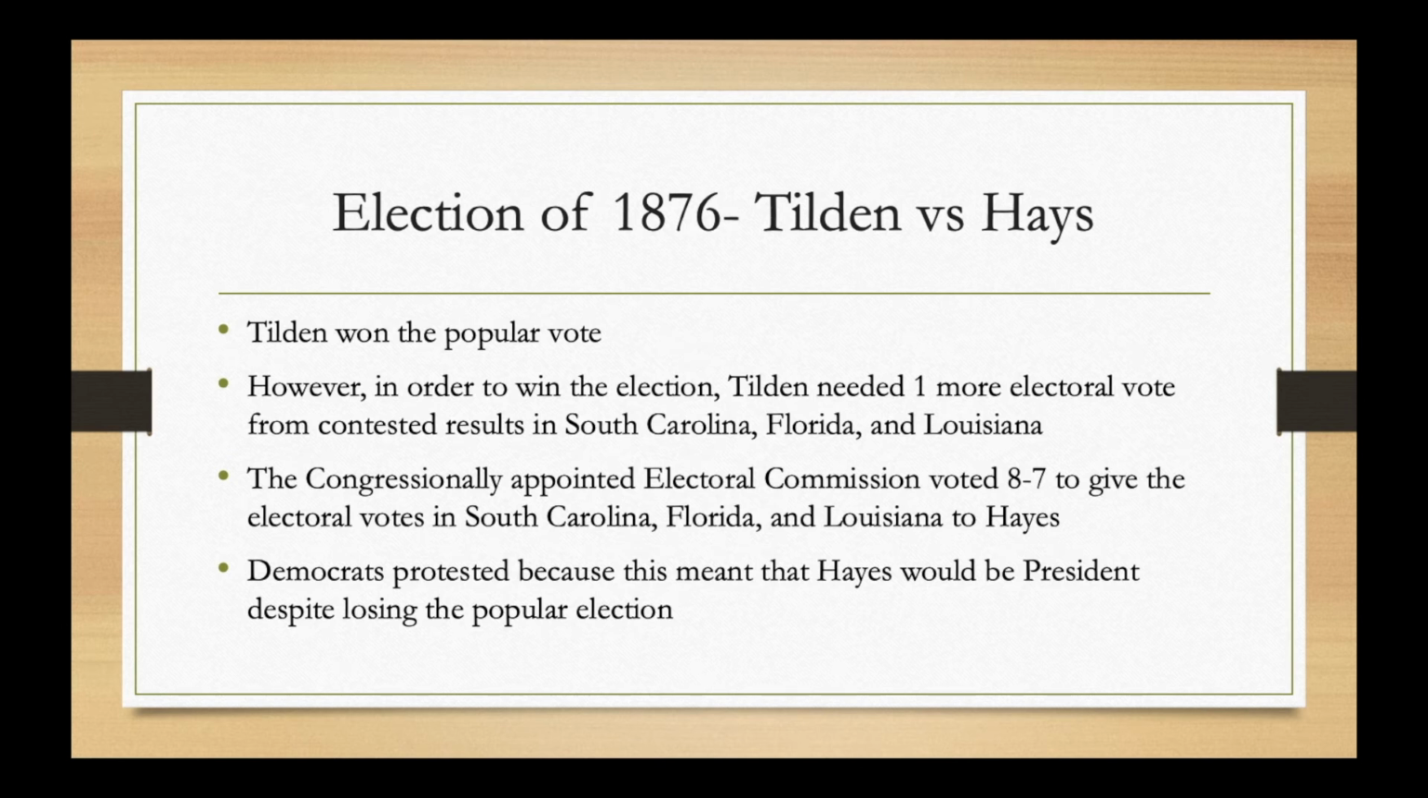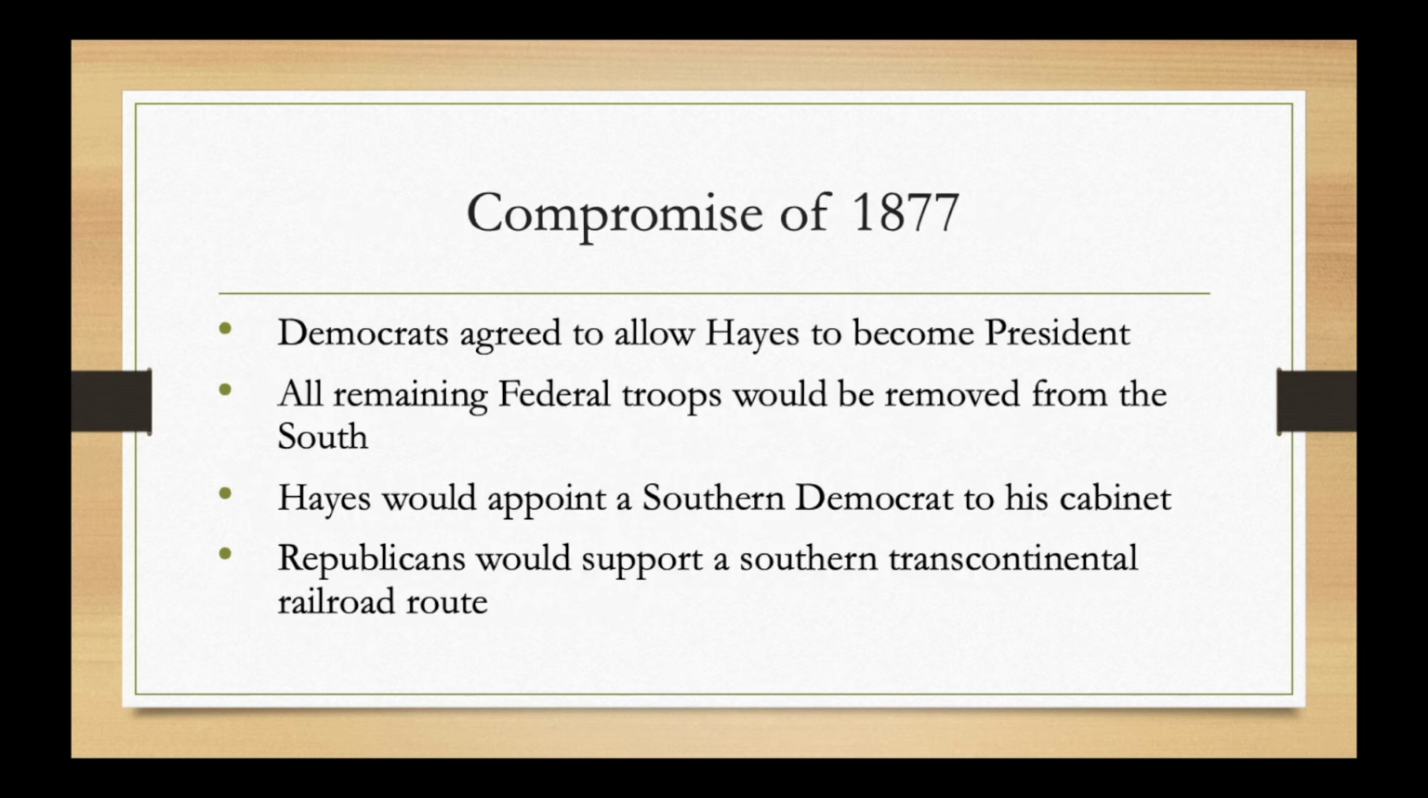So for Tilden to win the whole election, he needed one more electoral vote from South Carolina, Florida, and Louisiana, and then they voted 8-7 to give the electoral votes of South Carolina, Florida, and Louisiana to Hayes. And so Hayes is going to win the presidency when Tilden was literally one vote away from winning that election. And so the Democrats are going to protest, but Hayes is going to be president despite losing the popular election. But that's how our system is designed.